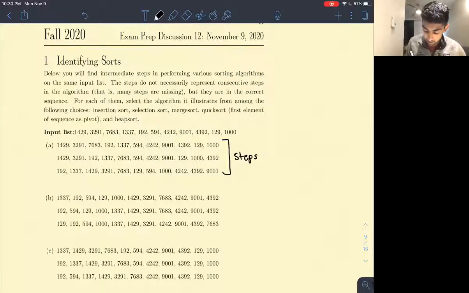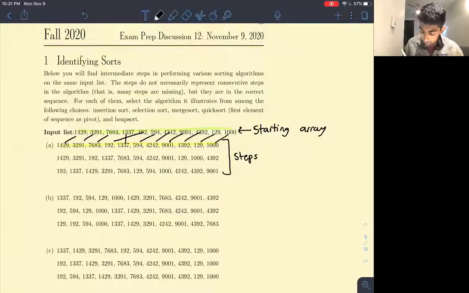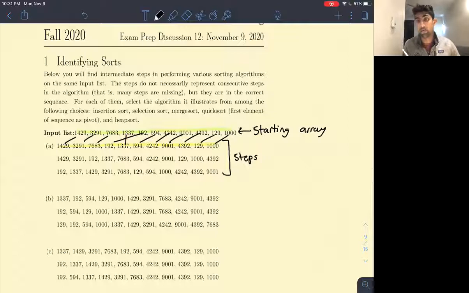We see here that this is the starting state. This is the starting array. So we should try to figure out how the starting array changes from this green state to this yellow state. How it changes is we can see that all of the elements match up correctly except 192 and 1337 swap. Okay, so with this in mind, let's try to figure out which one of these algorithms that could occur in.